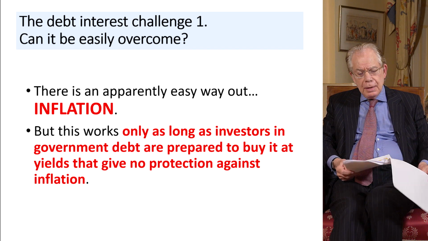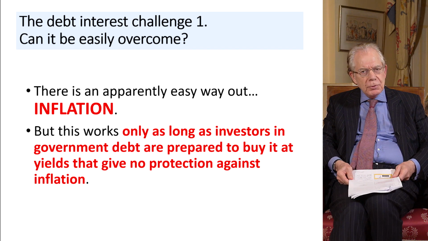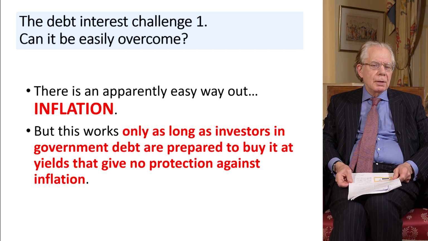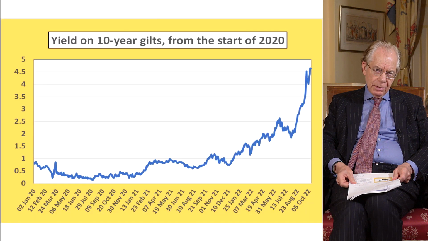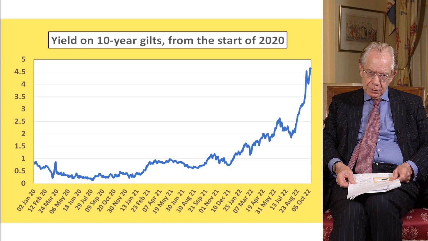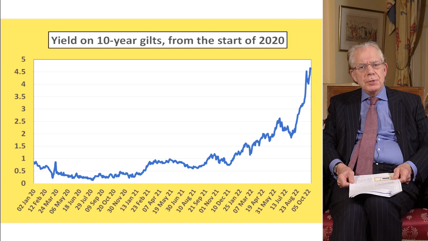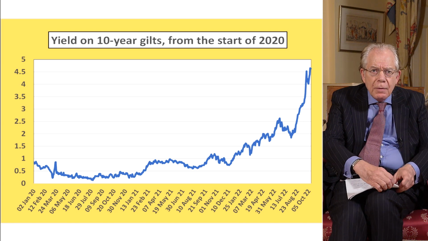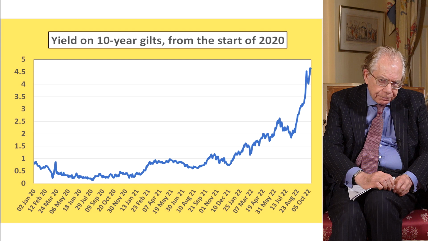Well, the problem with using inflation to wipe out the debt is that the financial markets don't like it, understandably, because the real value of the investments is being reduced. So what's happened in Britain since the summer of 2020 is that the yield on 10-year gilts has increased from next to nothing, about 0.25%, 25 basis points, up to over 4%, 400 basis points, and indeed in some recent trading sessions, over 4.5%. And so the interest rate on the debt has risen over 16, 17 times.